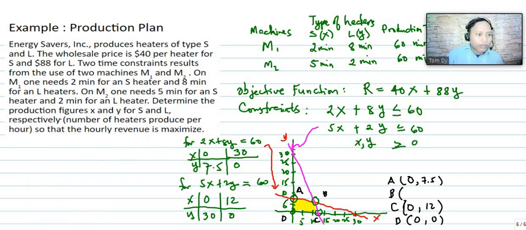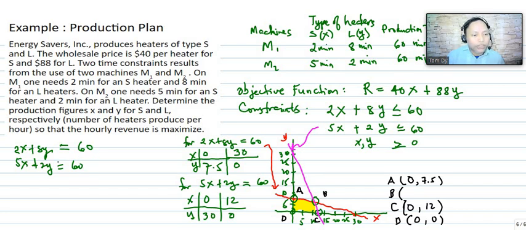Okay, so from this part, we will compute point B. This is an intersection of two lines, so we have to combine the two lines. We have the equations of the two lines: 2x plus 8y, which is less than or equal to, but when we compute we will use equal to, and then we have here 5x plus 2y, which is equivalent to 60.